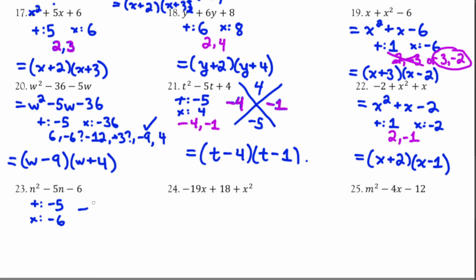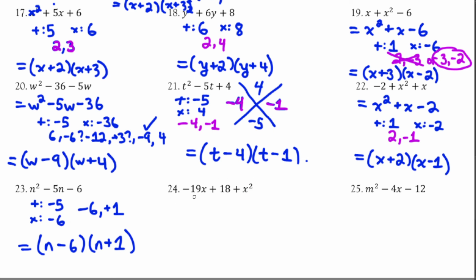I guess it's negative 6 and positive 1. This way they still multiply to negative 6, but they also add up to negative 5. So my answer is n minus 6 times n plus 1.